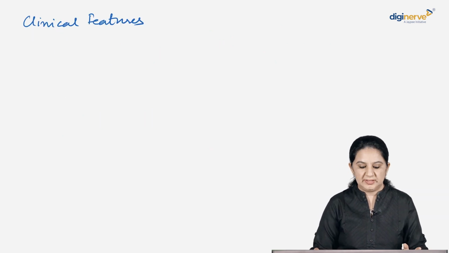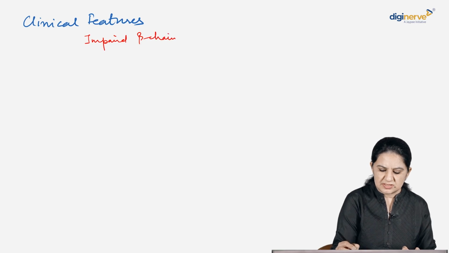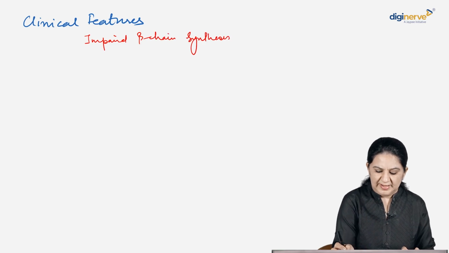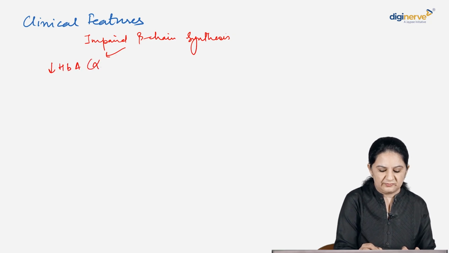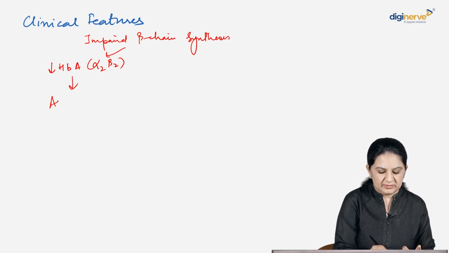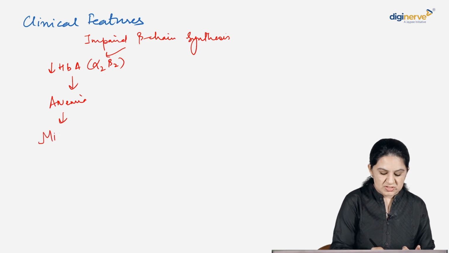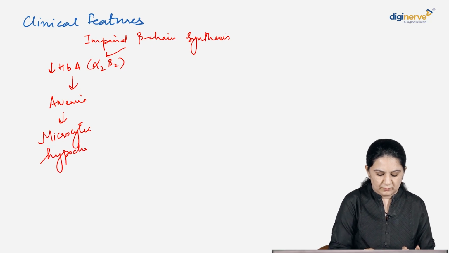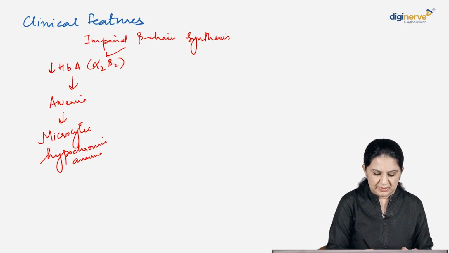Alright. So coming to the clinical features. The clinical features are basically because of impaired beta chain synthesis. Impaired beta chain synthesis will lead to decrease in the adult hemoglobin, that is alpha 2 beta 2. Beta 2 will be less, so hemoglobin A will be reduced. That will result in anemia. Which anemia? Remember your mnemonic, microcytic hypochromic anemia.